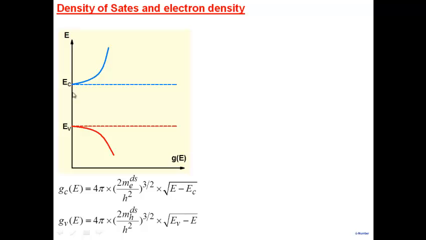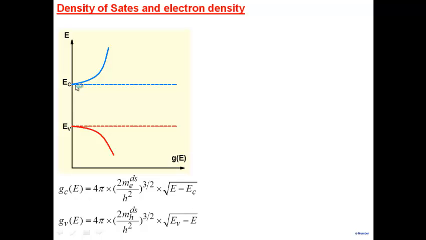The diagram has energy along the y-axis and density of states g(E) along the x-axis. This E_C refers to the bottom of the conduction band. And then you can see density of states increases as square root E minus E_C. So it increases like this here. That's how density of states increases. Similarly, for the valence band, the density of states increases like this here. That's the typical nature that people assume for 3D semiconductors.